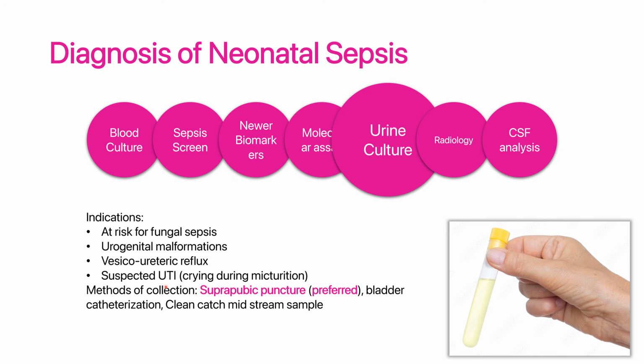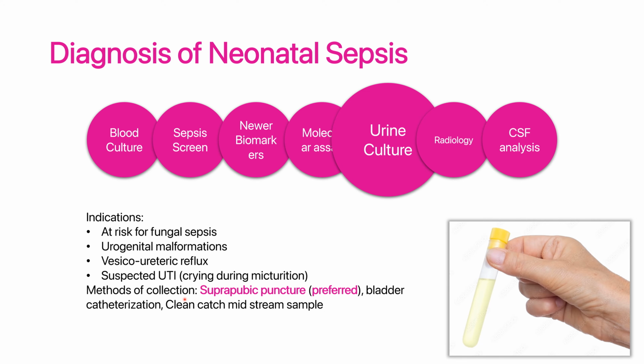And any other scenario when we are suspecting urinary tract infection. For example, the baby is crying during micturition and becoming silent or calm after the urination is complete. So in those particular scenarios, we can suspect urinary tract infection, and to confirm that, we have to send urine culture. So what are the methods of collection?